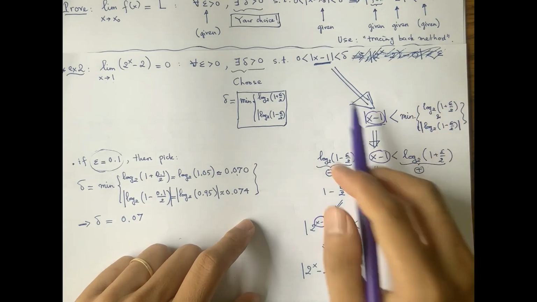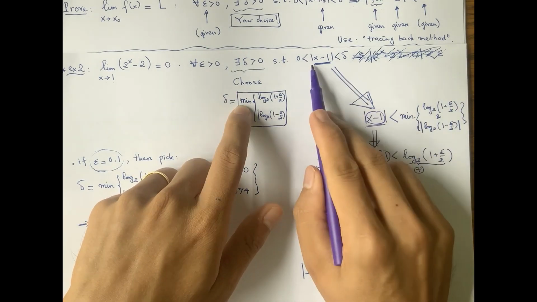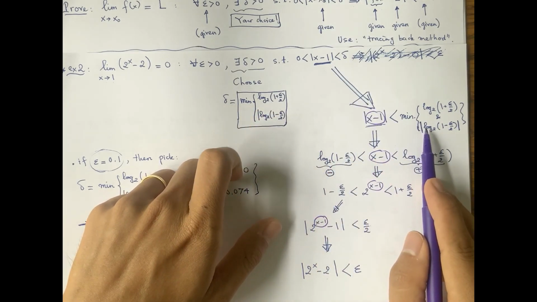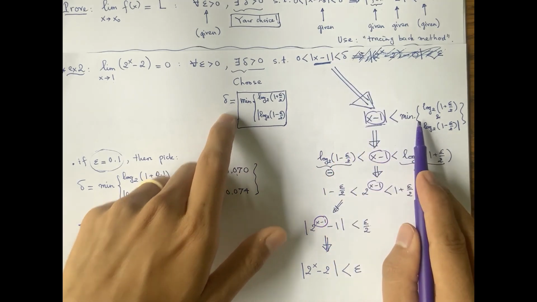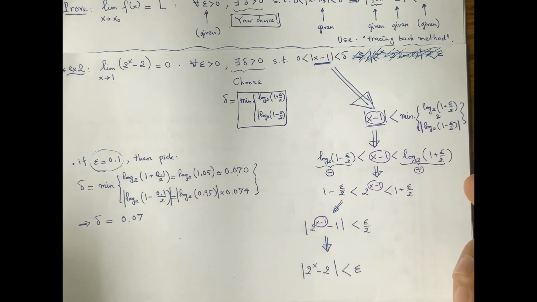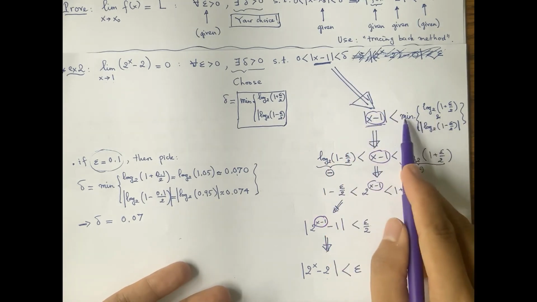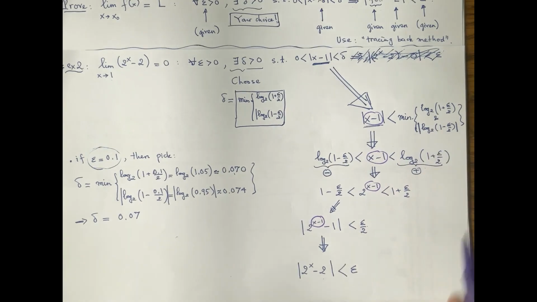Well, the fact is that you can pick delta to be 1/2 of the minimum, because less than 1/2 of the minimum implies less than the minimum. And so the fact is that you can pick delta to be any number that is smaller than the minimum here. But for simplicity, people always pick delta to be exactly the same as the number that appears on the right at this step.